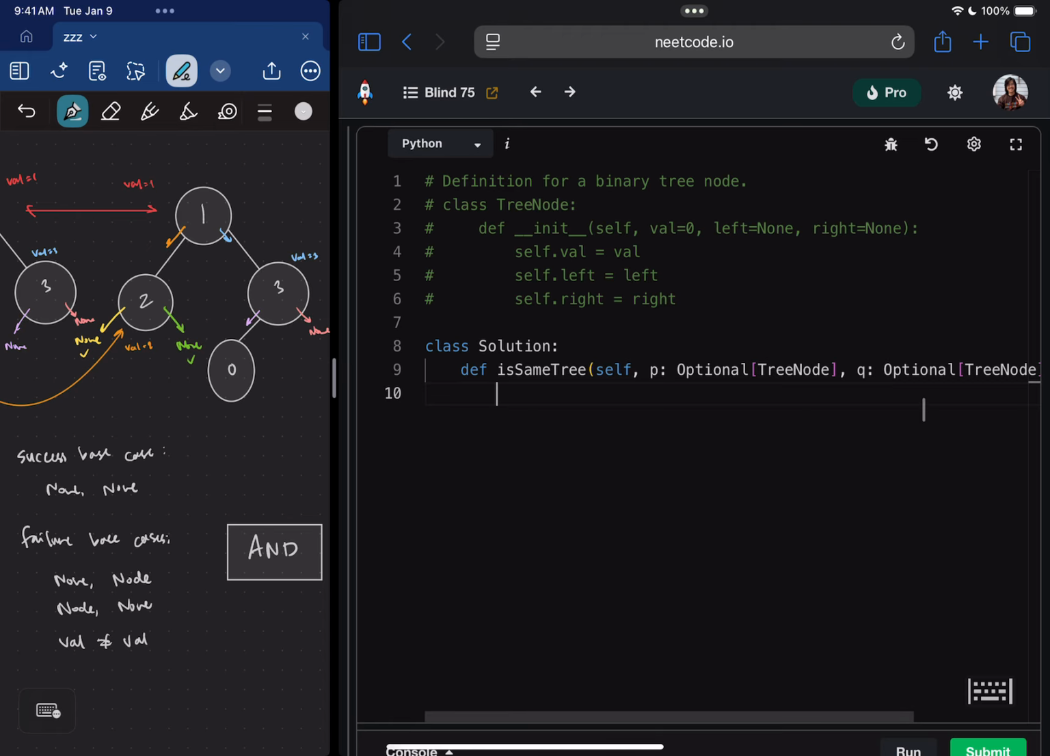So we have P and Q, which initially are the roots of the two trees, but if we call this again, we can choose whatever nodes we wish to compare with P and Q.